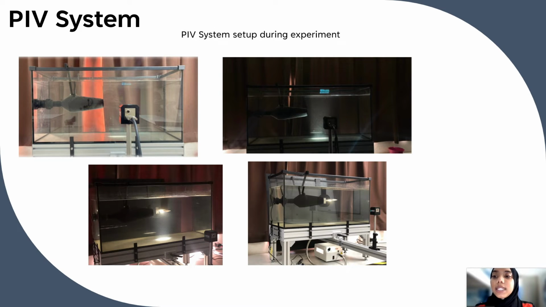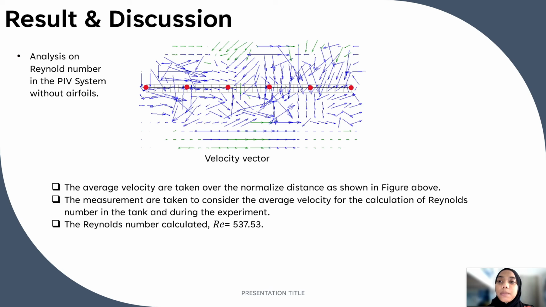So as you can see in this slide, this is how the setup for the PIV system during the experiment. During the experiment, the light must be off as the system must be captured in a dark place. So that settles the methodology. Now we move to the results and discussion.